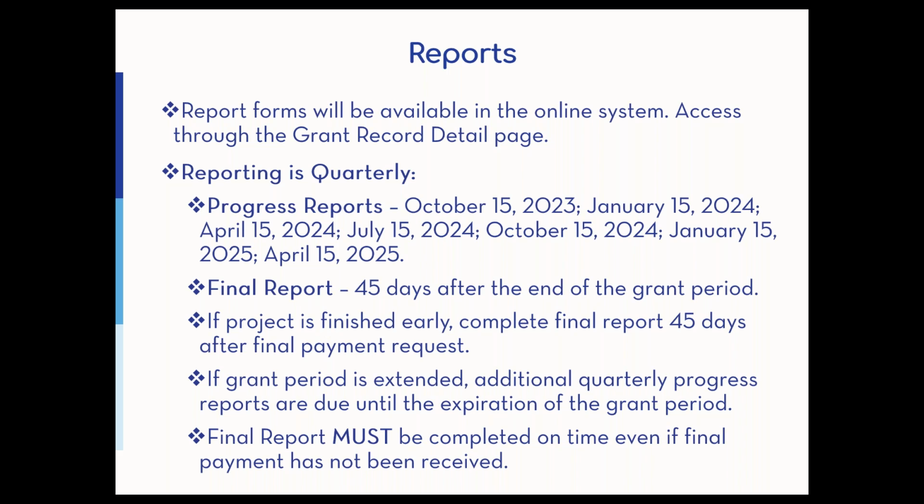The final report is due 45 days after the end of the grant period, or 45 days after your final payment request if you finish early. So you have 45 days basically. If you finish it in 6 months, you request your last payment, you have 45 days from when you request that last payment, or if you don't finish until the very end, 45 days from when the grant period ends. If you have to extend it, you have 45 days from the end of that extension.